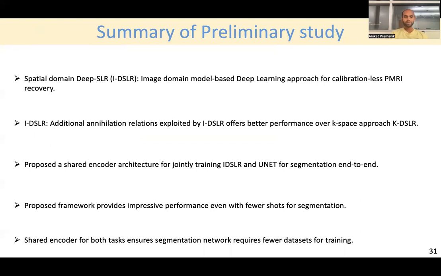So we introduced a novel image domain deep learning approach for calibrationless parallel MRI recovery. We found it to be doing better than the K-space based deep learning approach. And the proposed shared encoder architecture is doing much better in terms of segmentation and reconstruction than other methods. And also, in the case of fewer shots for segmentation, its performance is at par with all the other methods. So the shared encoder architecture helps to improve both the tasks and makes the segmentation network less reliant on training examples. Thank you.